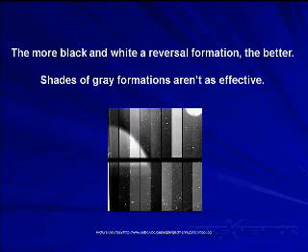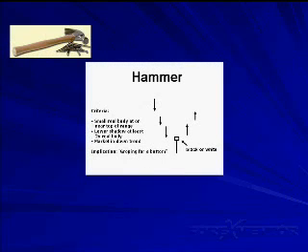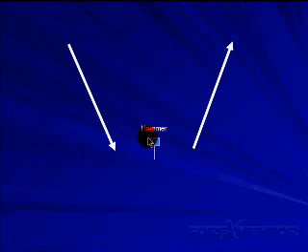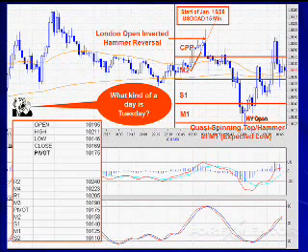And the more black and white a candle pattern is, the more effective it is. What I mean by that is when a hammer looks like a hammer, then it will be more effective as a reversal formation. This is what a hammer looks like, a hammer candle formation. Price goes down, the hammer forms, and then price reverses. Let's have a look at a practical example of a hammer.